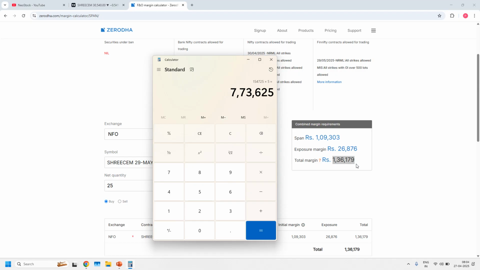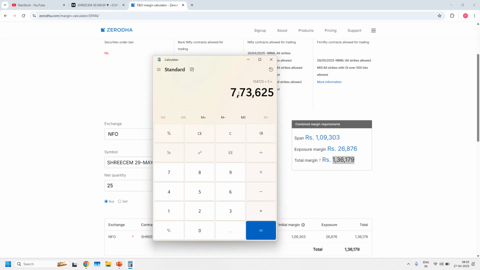Or near to that value, somewhat near to that value. If you calculate your ROI, return on the investment, for this investment, the ROI is different. If you are calculating ROI for 1,36,179 rupees, the ROI is different. Because the value is high here, your ROI will come less. Because for 25 stocks, you are investing 7,73,625. But the same 25, you are investing only 1,36,179. Did you observe the difference?